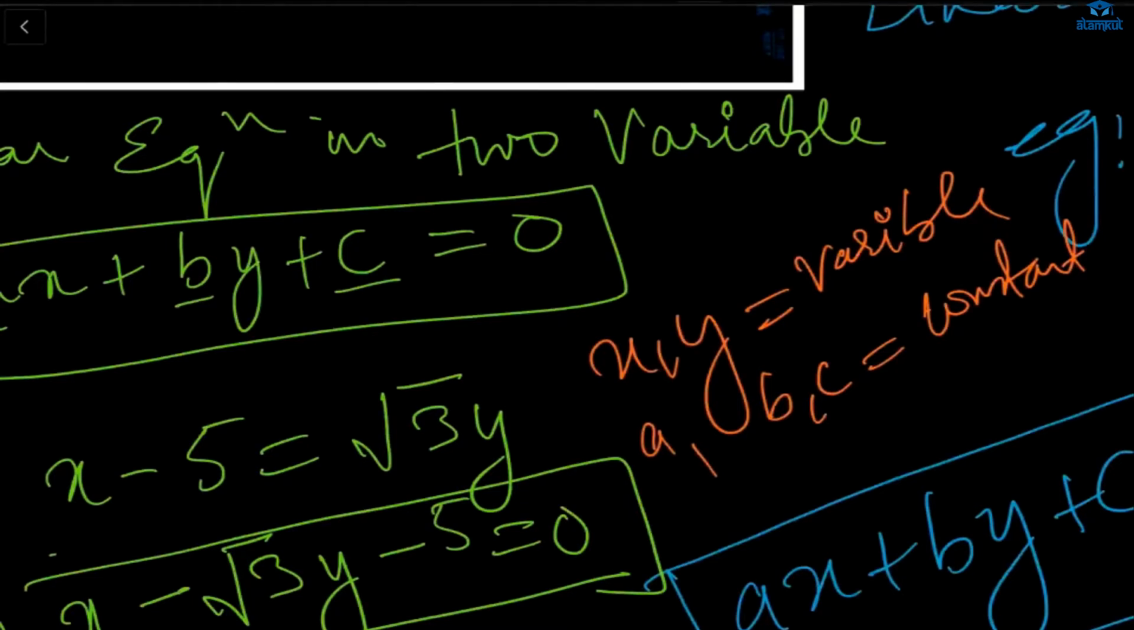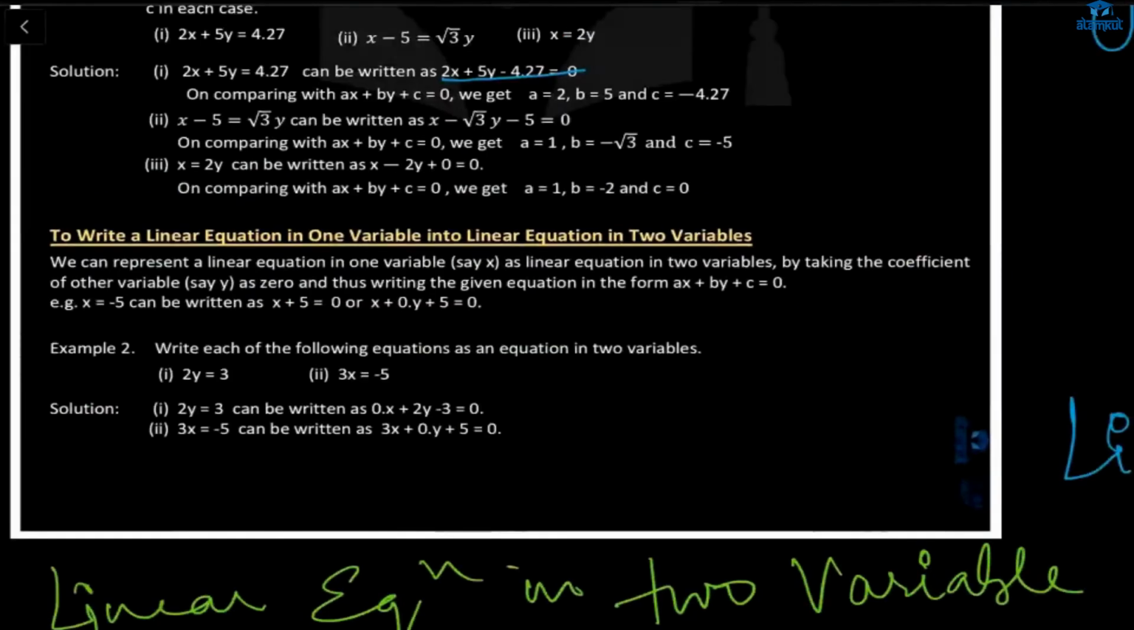Now, to write a linear equation in 1 variable as a linear equation in 2 variables. If the equation is given in 1 variable, how can you write that in 2 variables? Simple. It's written in 1 variable, so the second variable you can assume is multiplied by 0, because the coefficient of the second variable is 0. If the coefficient is 0, the whole term will become 0.